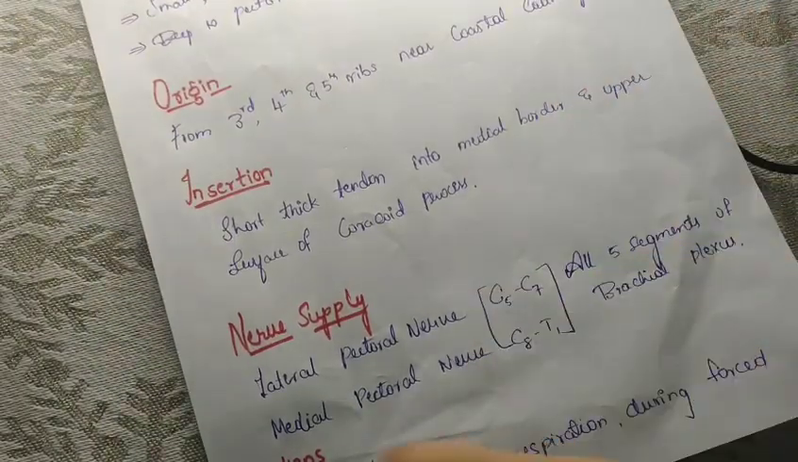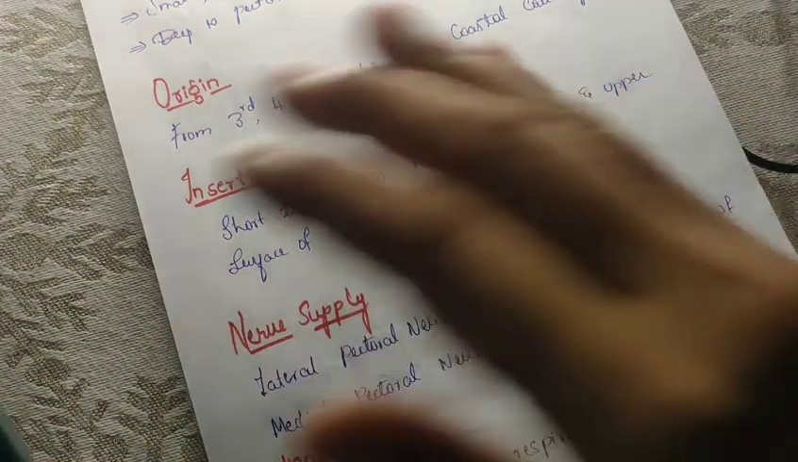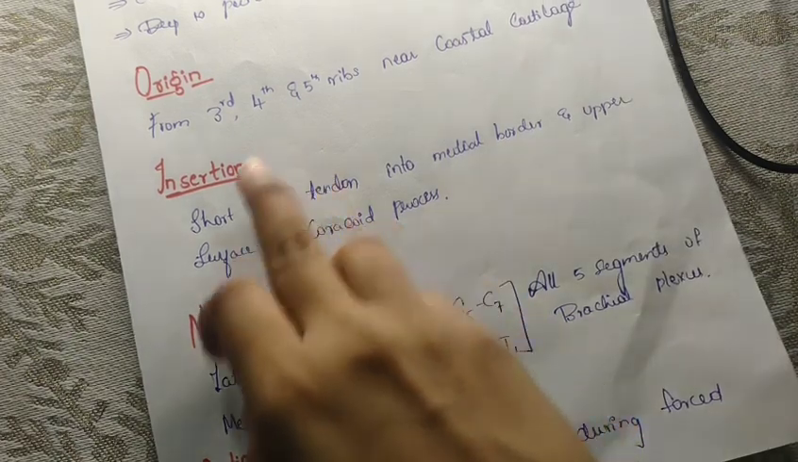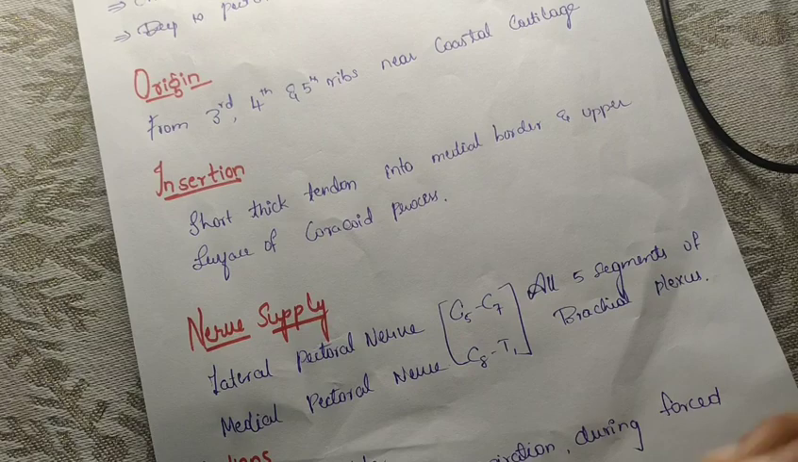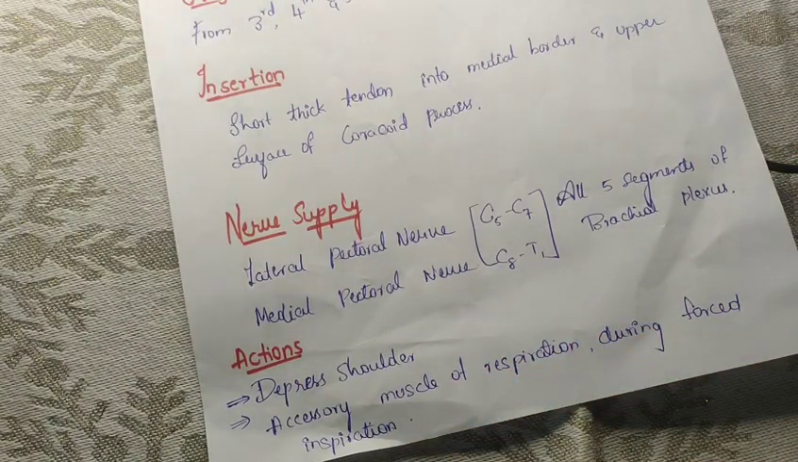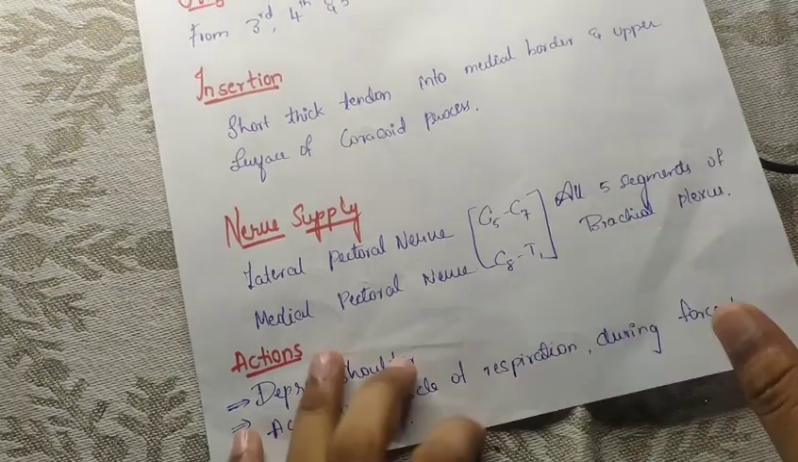Action: it depresses the shoulder. If we take this as a shoulder joint, it depresses the shoulder by depressing this coracoid process. It is an accessory muscle in inspiration. During forced inspiration, this muscle helps in inspiration. In normal inspiration, the diaphragm and external intercostal muscles help, whereas in forced inspiration, pectoralis minor muscle also helps.